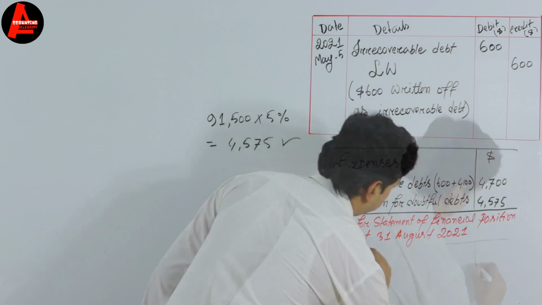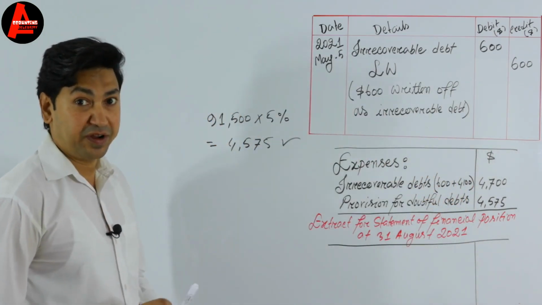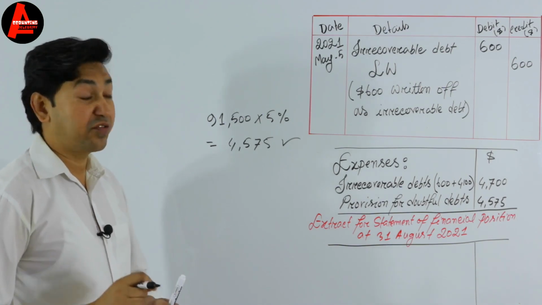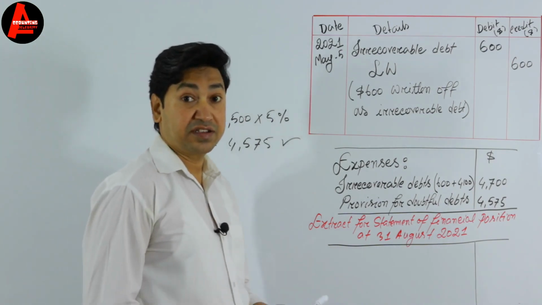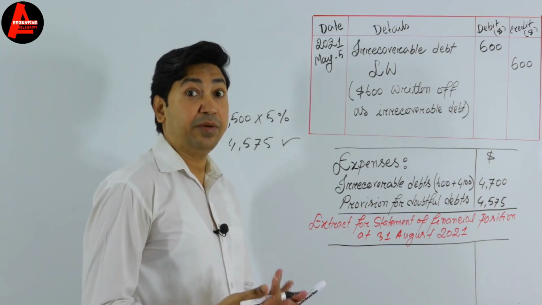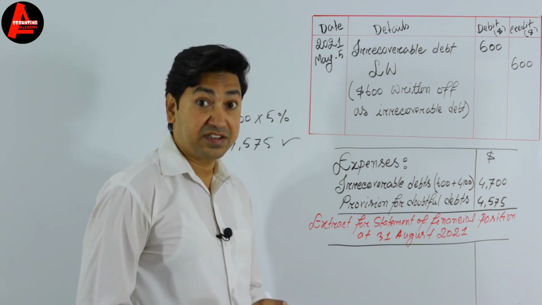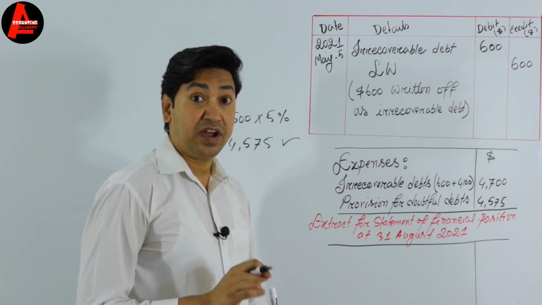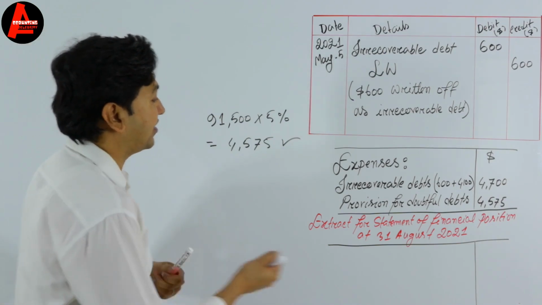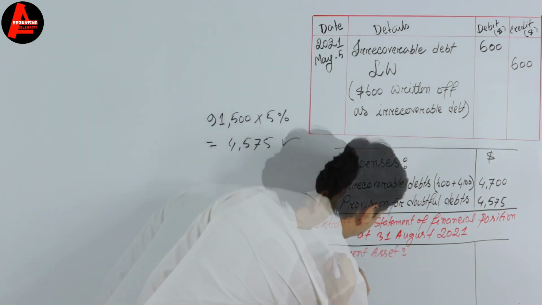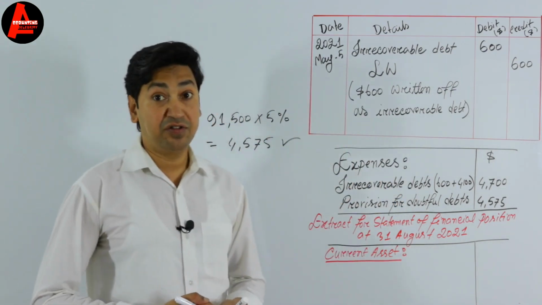Where does trade receivables appear? Which section of the statement of financial position? There are several sections: non-current assets, current assets, current liabilities, non-current liabilities, and capital and equity sections. Trade receivable is a current asset, so we will include this item in the current asset section. First of all, let us write here current assets. Here we will write the trade receivable.